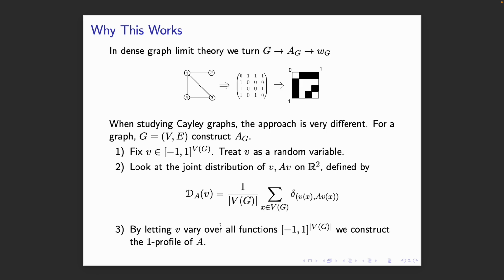So the one profile of A is the collection of all such measures where we let V be any function in this set. This is wrong. Yeah, that should be, it shouldn't be the number of elements in V of G, it should just be V of G itself. Okay, fix that.